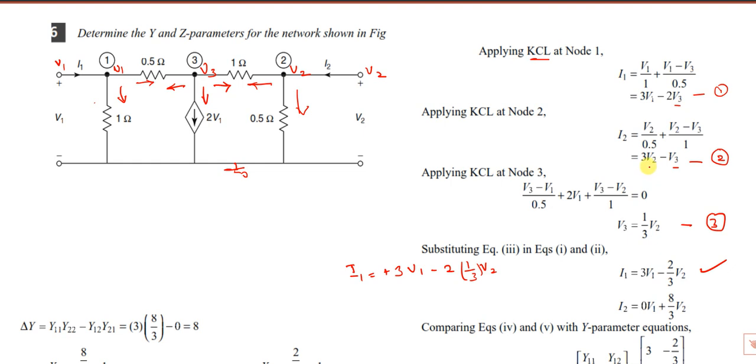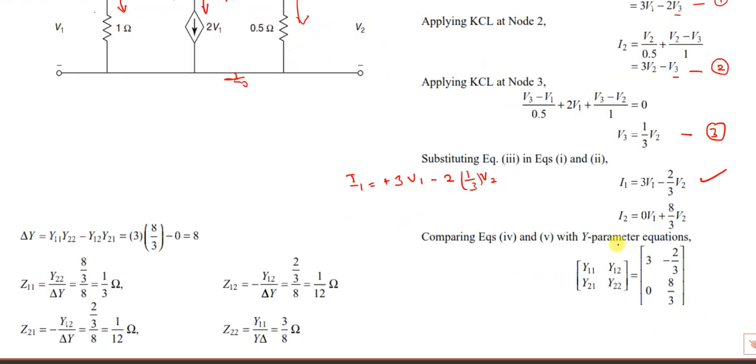Similarly, apply here also: 3V2 minus V3, and the V3 value again is 1 by 3 V2 only. So this is also a V2 term. There is no V1 term, that's why you have to write 0 V1. So 0 V1 plus 8 by 3 V2 you will get. So Y21 is 0, Y22 is 8 by 3. So these are the four parameters.